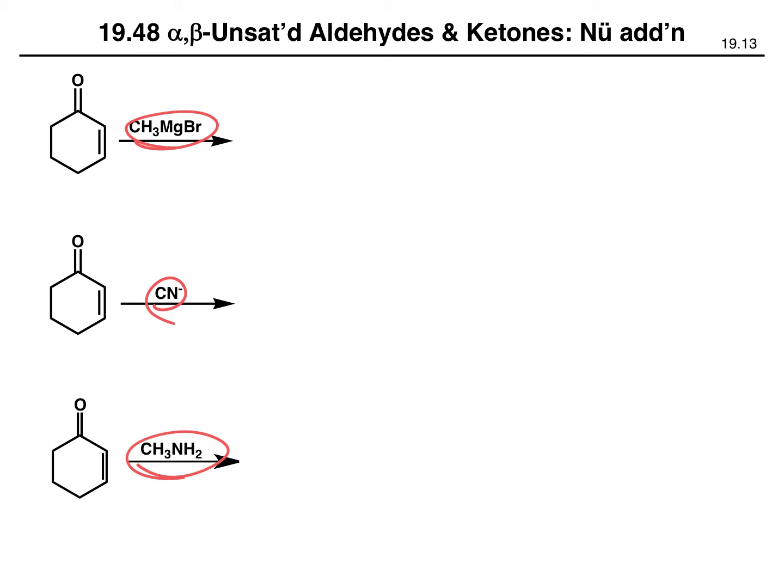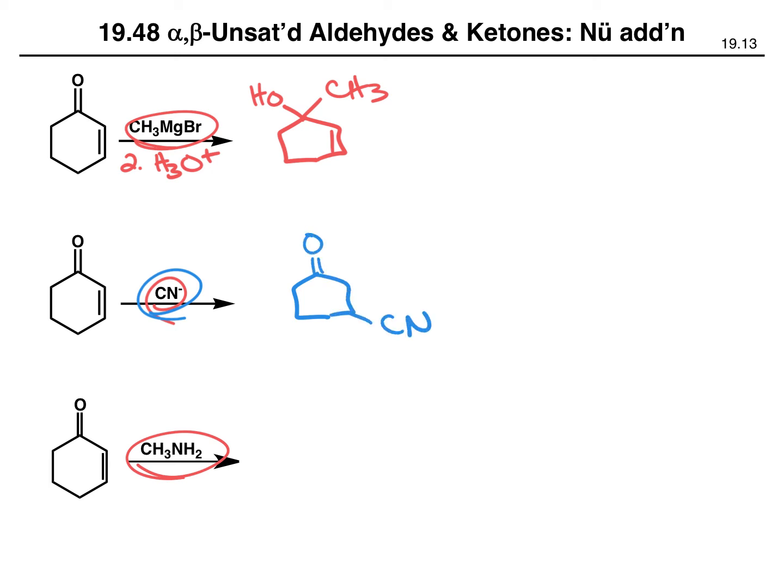Let's look at some examples. If we have cyclohexenone and we treat it with a Grignard reagent, we are going to get exclusively the 1,2 product, after step 2, H3O+. If we use cyanide, here we are going to get the 1,4 addition product, and with something like an amine, rather than forming the imine or the enamine, we tend to get the 1,4 addition product.